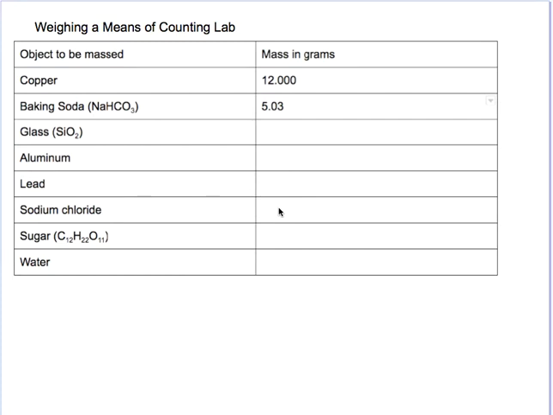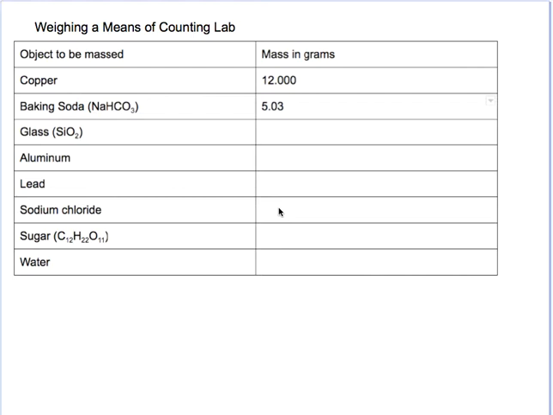Okay, I'm going to show you how to do this weighing as a means of counting lab. The first thing that you're going to want to do is copy down the data table on the board. And then after you get that copied down, you and your lab group, your partners at your table, can go around in the back and measure the mass of the following objects: glass, aluminum, lead, sodium chloride, sugar, and water. Make sure you record all the digits on the balances and zero the balances before starting. Make sure the balances are in grams.